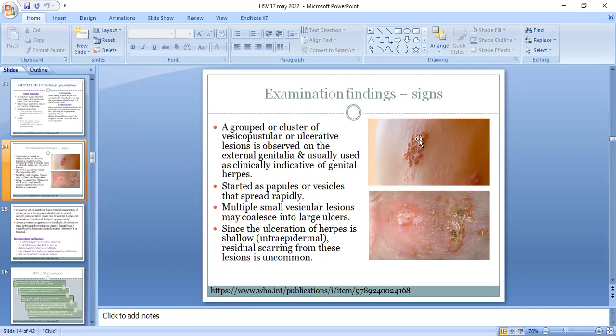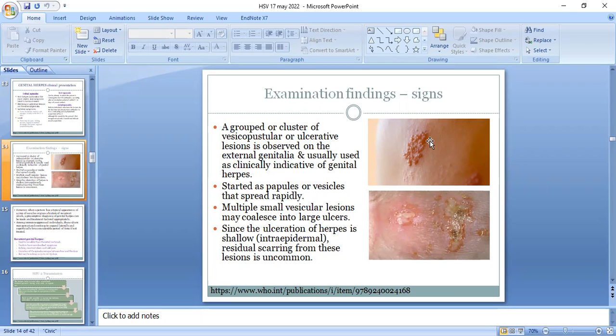These are not scattered, they are confined to a circumscribed region. These start as papules or vesicles and spread rapidly. Multiple small vesicular lesions may coalesce into large ulcers. Since the ulceration of herpes is shallow, confined to the intraepidermal region, that is, the topmost part of the skin, residual scarring from these lesions is uncommon.